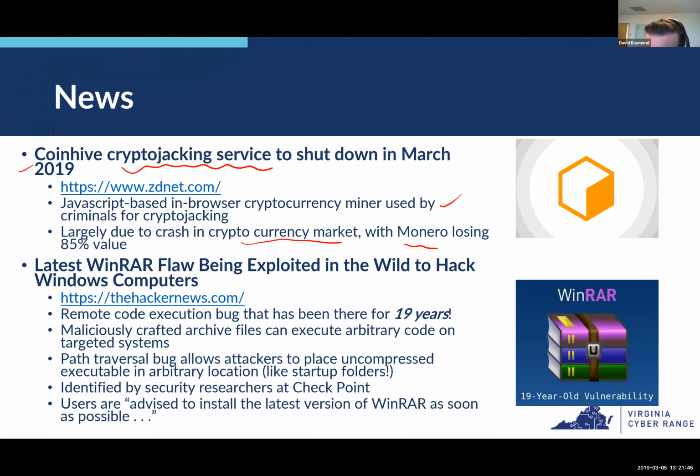So the second news story here: latest WinRAR flaw being exploited in the wild to hack Windows computers. WinRAR is a RAR archiver. I don't recall exactly what RAR stands for, but it's archiving software. If you think of zip, you zip files to compress them so you can send them over the network. The file size is smaller, so you can send it over the network easier, that kind of thing.